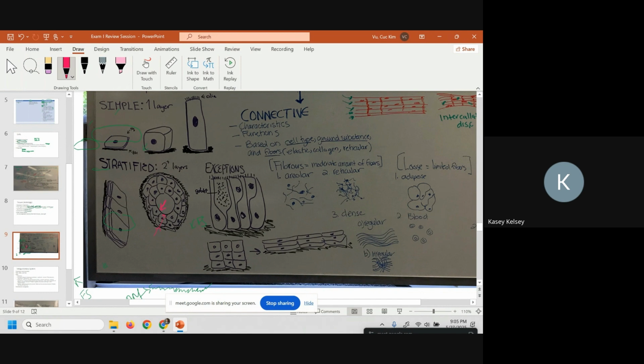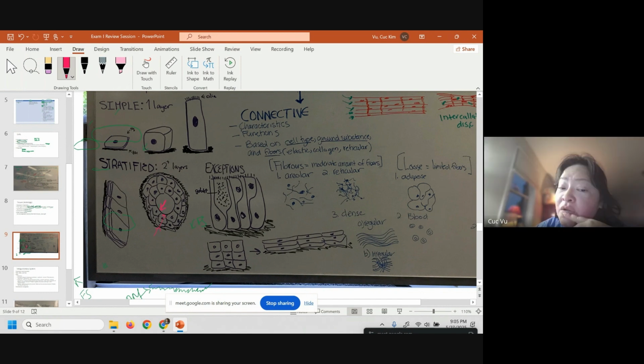So are goblet cells mostly squamous? No, they don't count. They're not part of the squamous. They're just an additional cell that's associated with this type.